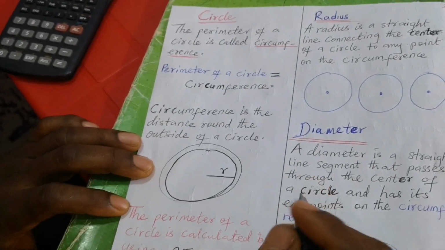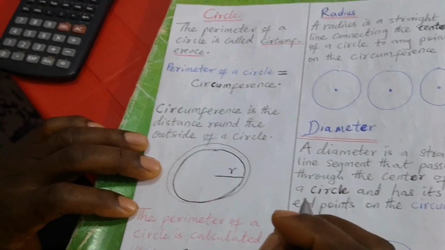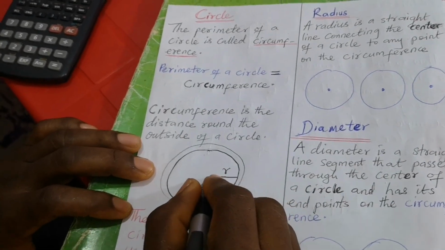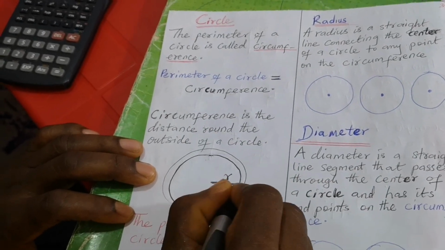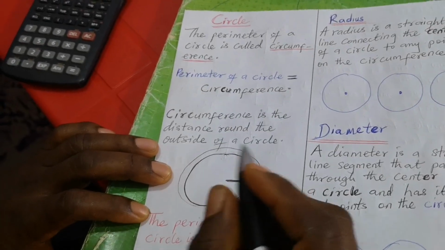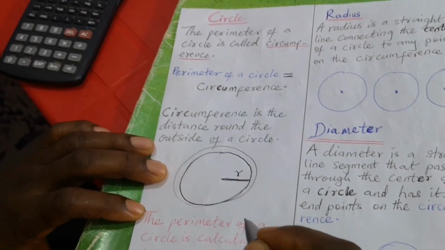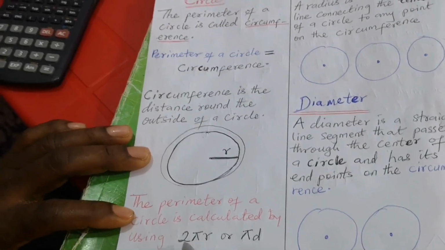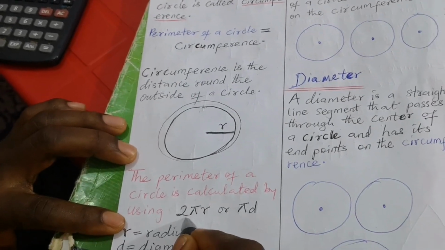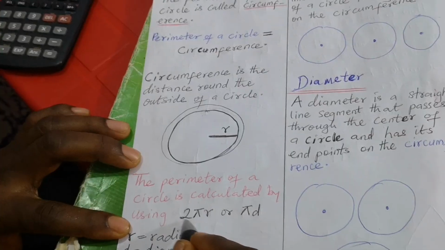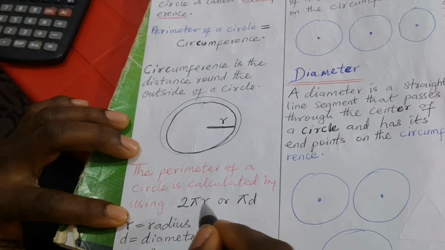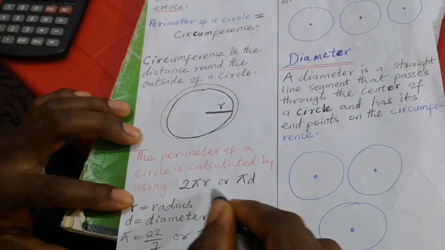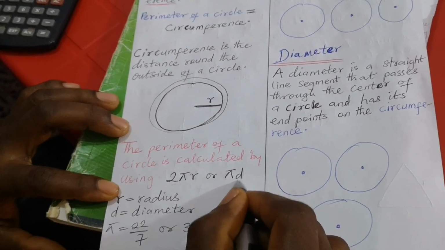Now, a circle has a special thing that we must recognize in it, and that thing is called radius. So anytime you want to calculate the circumference of a circle, you must look for the radius. For us to find the perimeter of a circle, we need to know this formula: 2 pi r or pi d.